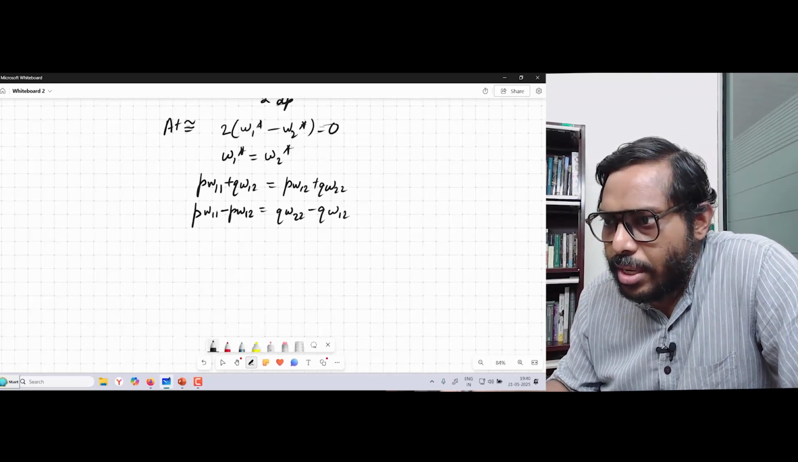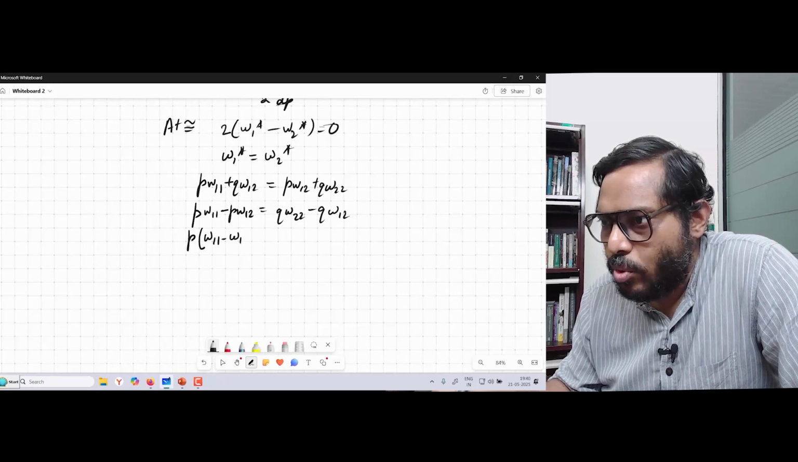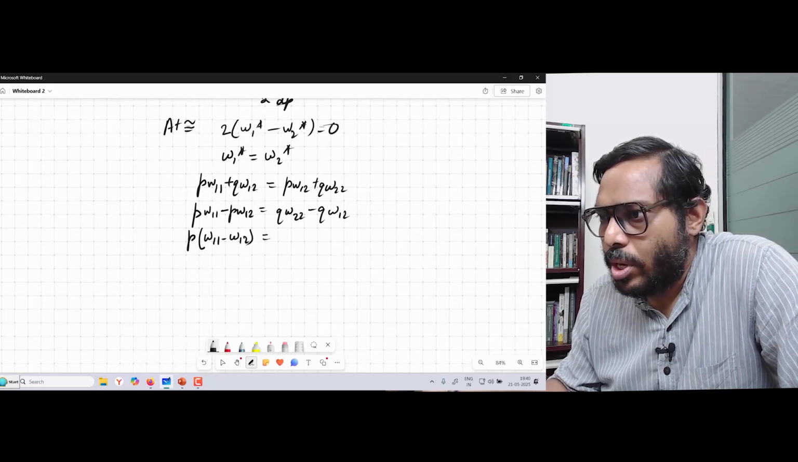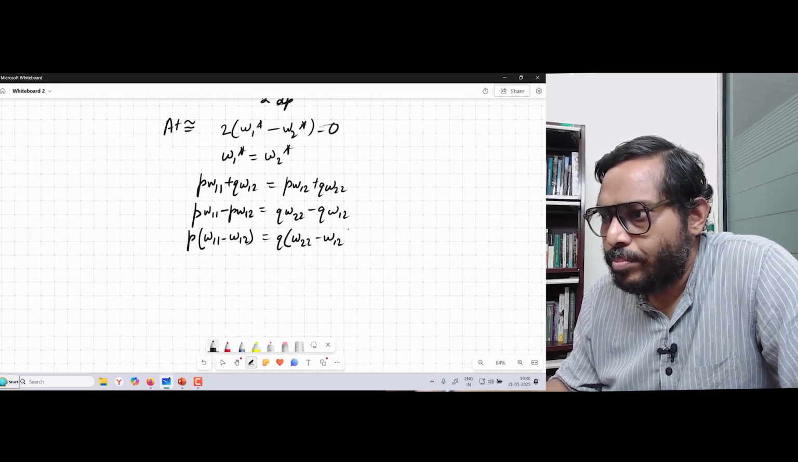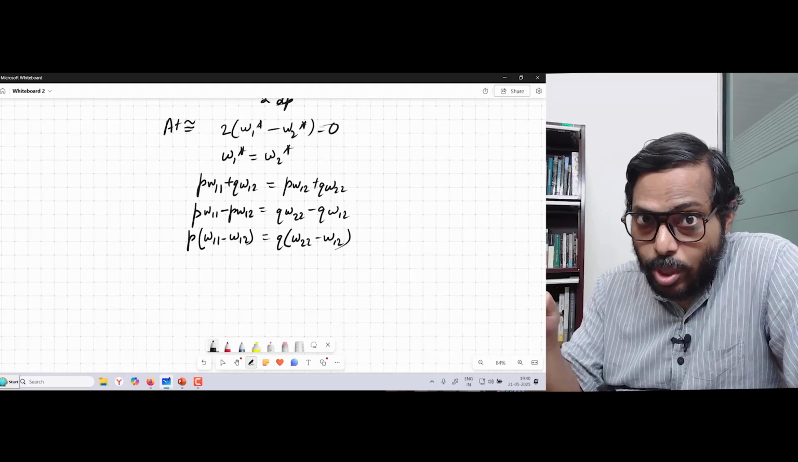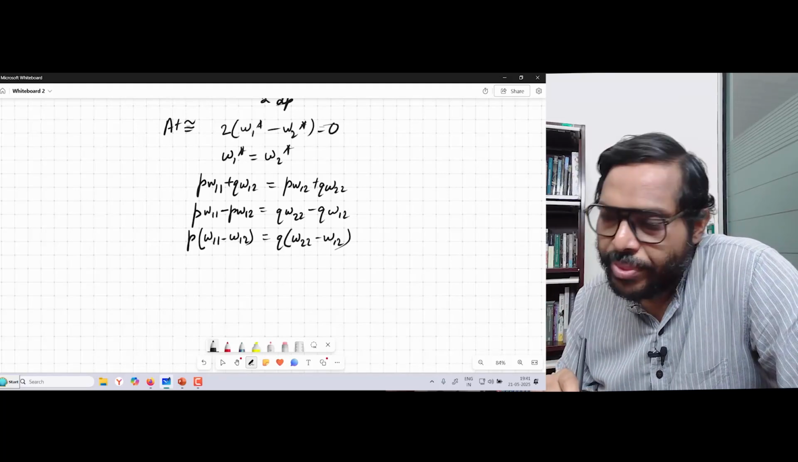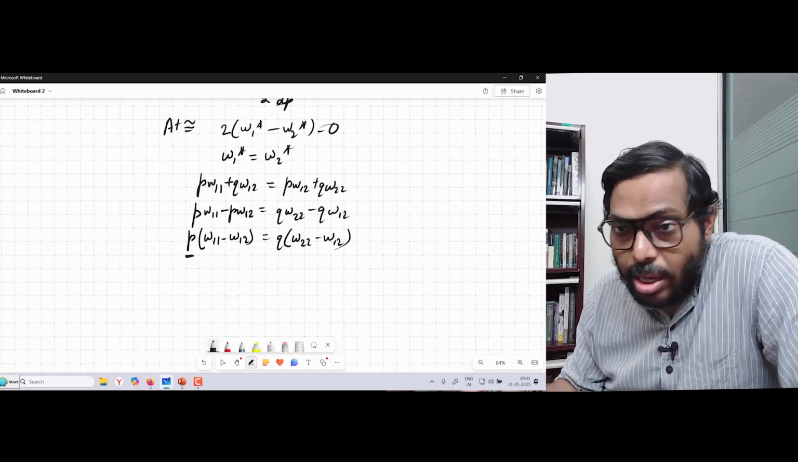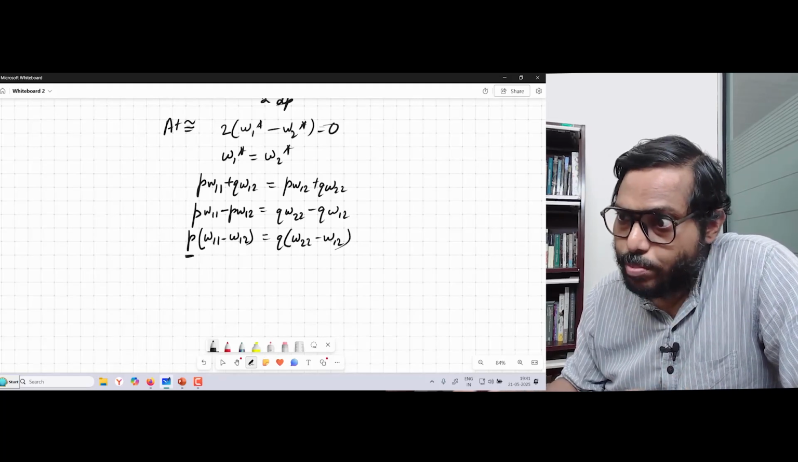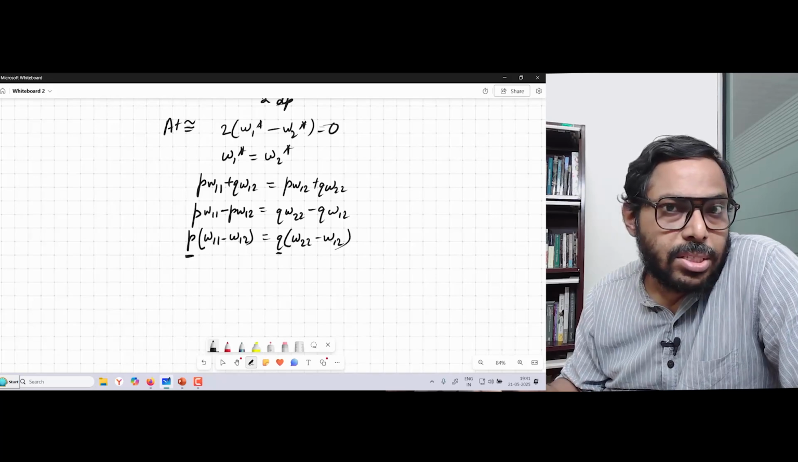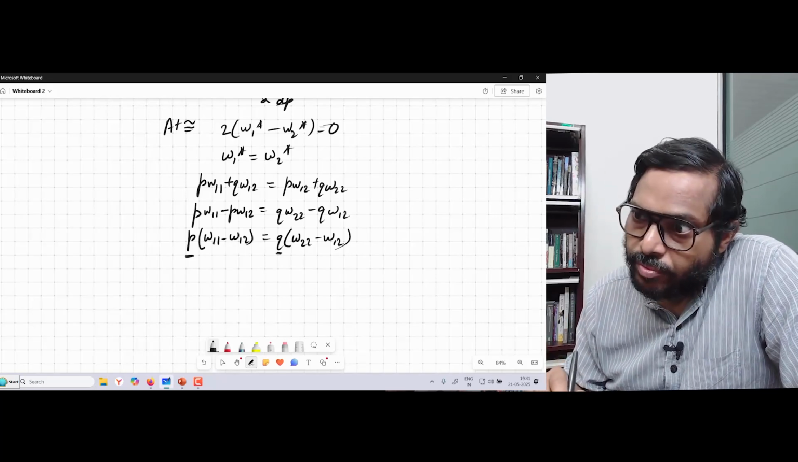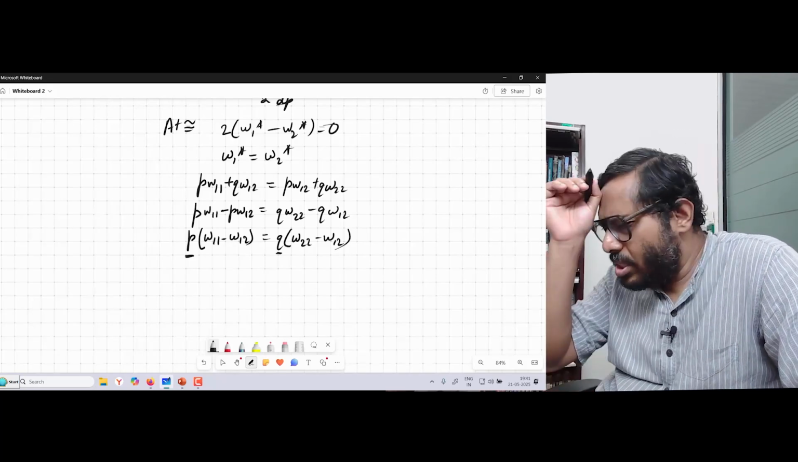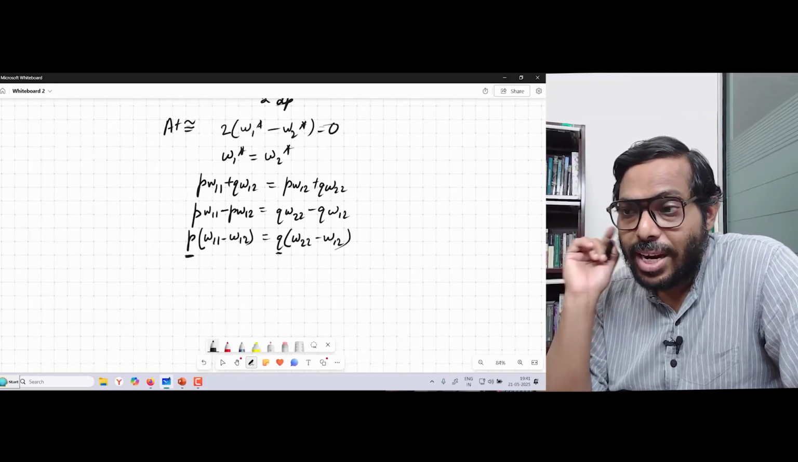So, I take P as common, W11 minus W12 is equal to, I take Q as common, W22 minus W12, right, at equilibrium. Remember, that is the condition we are dealing with here. Now, think about it. P, as we just discussed, is an allele frequency, so it is always positive. Q, as we just discussed, is an allele frequency, so always positive. Therefore, forget about the magnitude, just think in terms of the sign. The sign has to be equal on both sides, right?